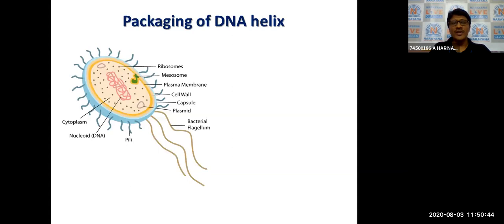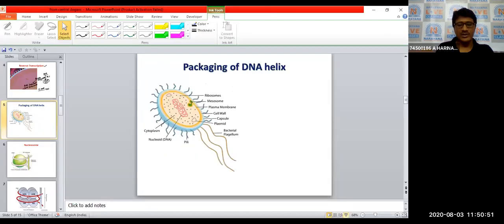Now, packaging of the DNA helix. What is the size of the nucleus in prokaryotic cells? The normal size of the nucleus in prokaryotes is around 10 to the power of -6 meters. And this is the eukaryotic cell nucleus size. Especially in human beings, imagine, the nucleus size is 10 to the power of -6 meters.